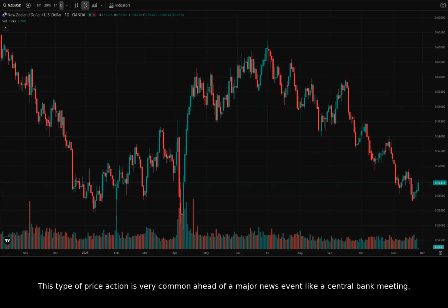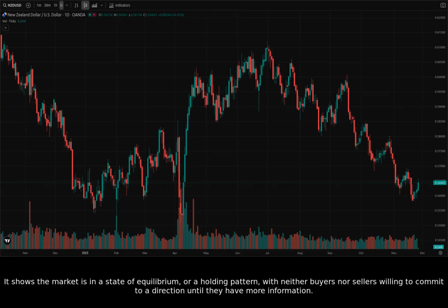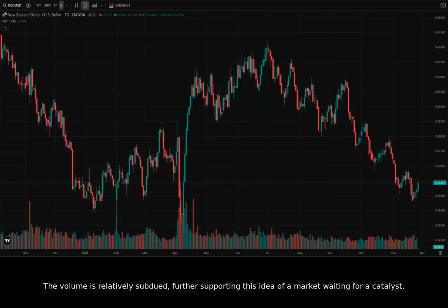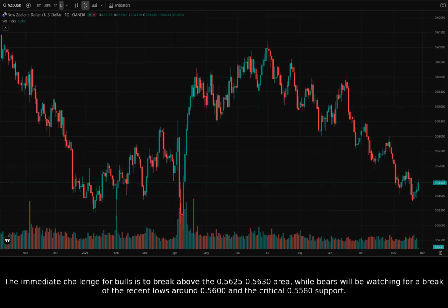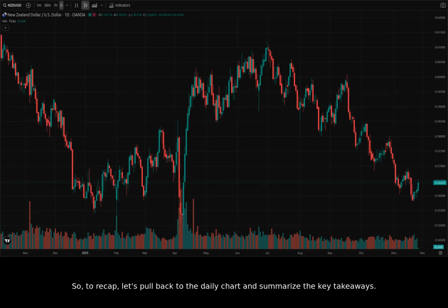This type of price action is very common ahead of a major news event like a central bank meeting. It shows the market is in a state of equilibrium, or a holding pattern, with neither buyers nor sellers willing to commit to a direction until they have more information. The volume is relatively subdued, further supporting this idea of a market waiting for a catalyst. The immediate challenge for bulls is to break above the 0.5625 to 0.5630 area, while bears will be watching for a break of the recent lows around 0.5600 and the critical 0.5580 support.